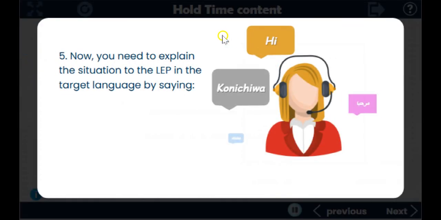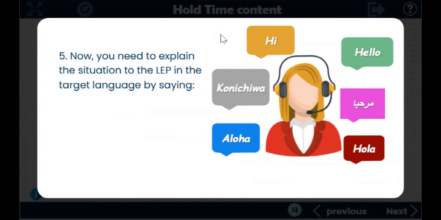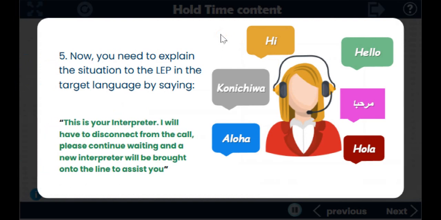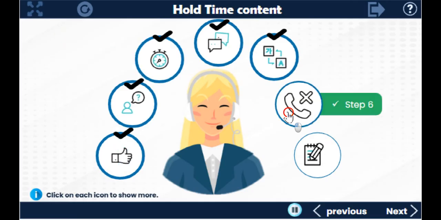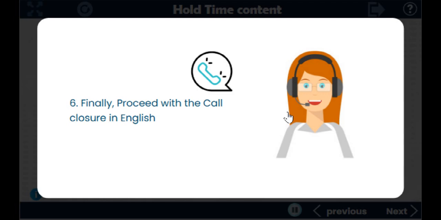Now, you need to explain the situation to the LEP in the target language by saying, "This is your interpreter. I will have to disconnect from the call. Please continue waiting and a new interpreter will be brought onto the line to assist you." Finally, proceed with the call closure in English.